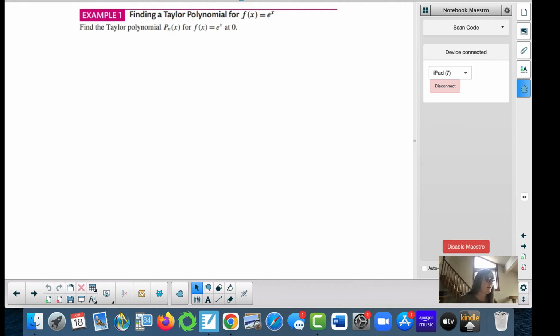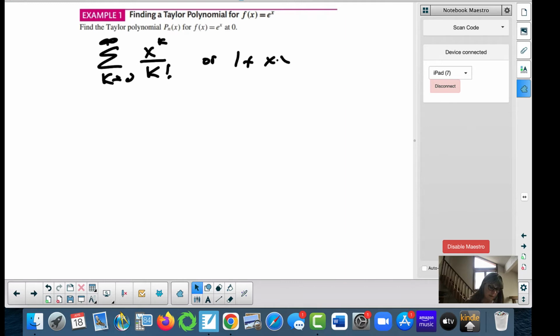So in this example, since we're looking at e to the x, we already in a previous section came up with the Maclaurin expansion for e to the x, where c is 0. So if you recall, that was the sum of x to the k over k factorial, or if we expand that out, 1 plus x plus x squared over 2 factorial plus x cubed over 3 factorial, and so on.